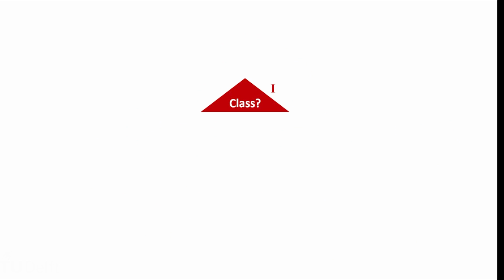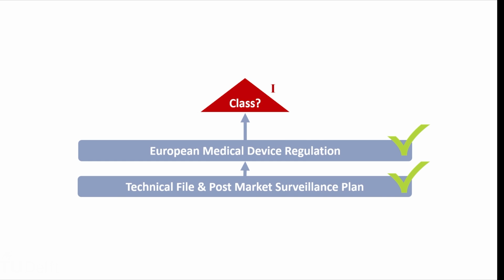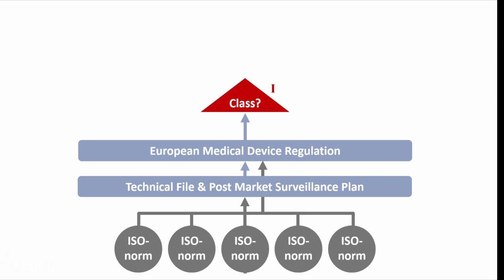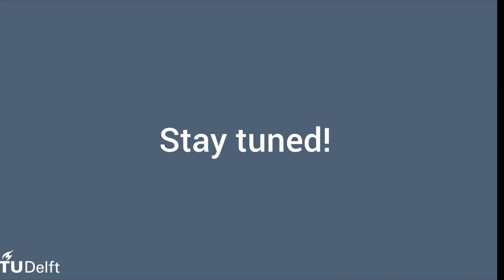For a Class 1 device, the manufacturer must first show that the device conforms with the MDR. That is done by following all applicable rules in the MDR. That can be hard, but there are many so-called ISO standards that tell you how to comply with certain specific requirements in the MDR. And when you conform with these, you also conform with the MDR. We will tell you later what ISO standards there are and what to use them for.